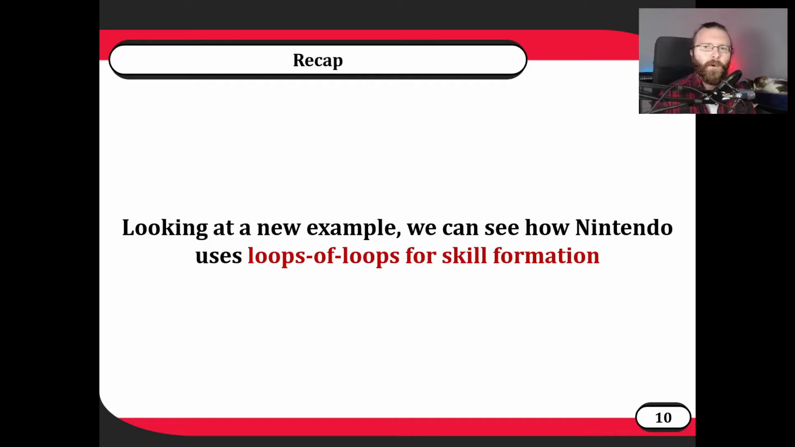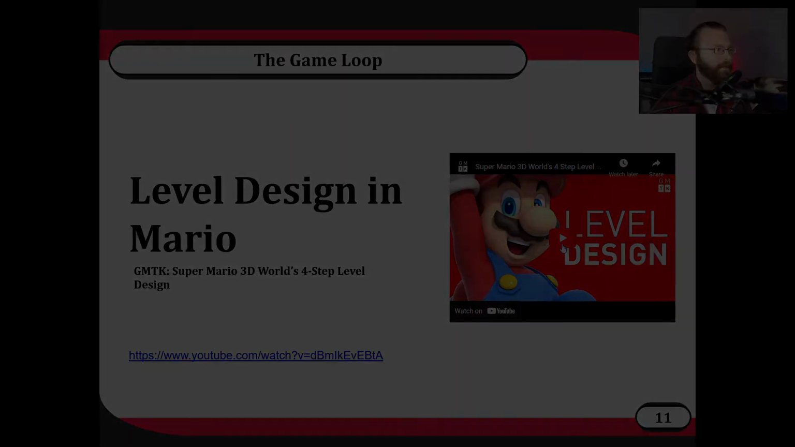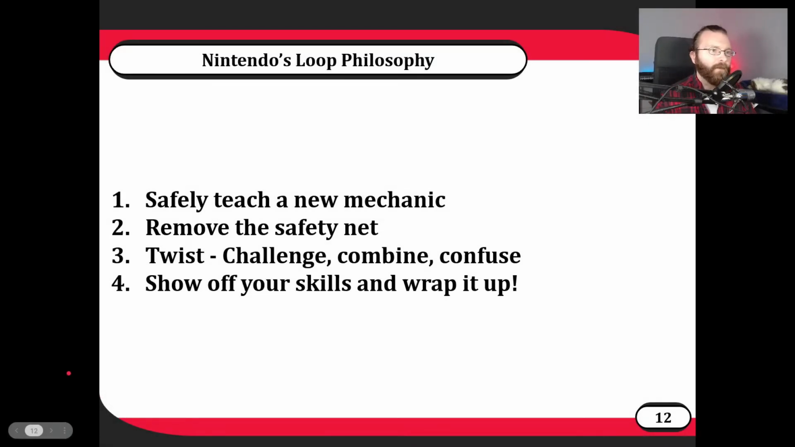So one thing that I want to do really quickly, just to recap this idea of using loops as skill chains, is how Nintendo makes use of these. They're famous for their approach in using these loops very explicitly to train skills and to make the player feel awesome. So let's take a quick look at this, and you can see how Nintendo makes use of these things. So that tells us that we can safely teach a new mechanic. We get rid of that safety net, and then we put a twist on it.